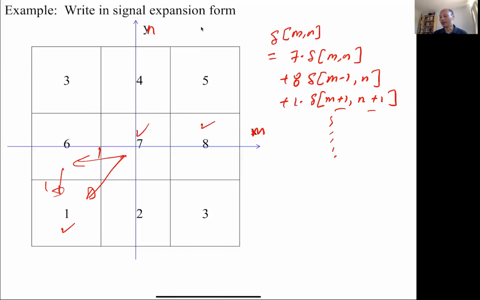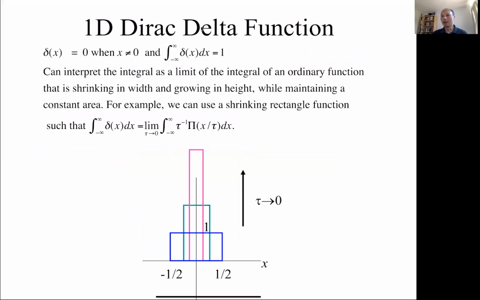Okay, so if you're not comfortable with that or have more questions, just type it into the chat or let me know. Okay, so are there any questions on Kronecker delta functions? Kronecker delta functions are what we use when we're talking about discrete time signals or images.